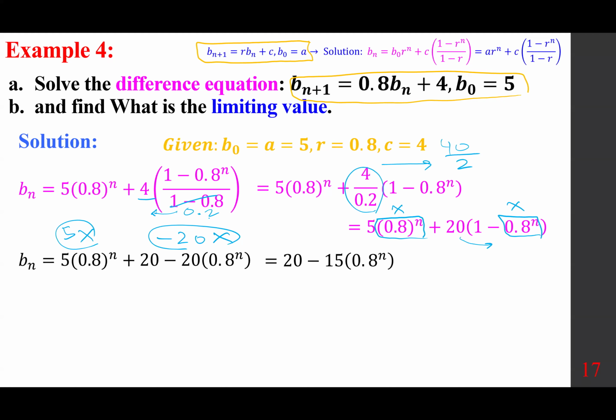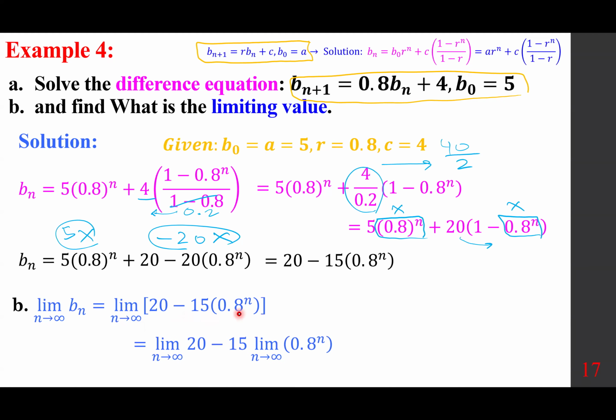So we are going to take the limit of this last expression. So the limit of b sub n as n approaches infinity is the limit of this expression, 20 minus 15 times 0.8 to the power of n, as n goes to infinity. We use the limit laws. So the limit of 20 as n approaches infinity, minus 15, the limit of 0.8 to the power of n as n approaches infinity. This is just a number, a constant, the answer is 20.